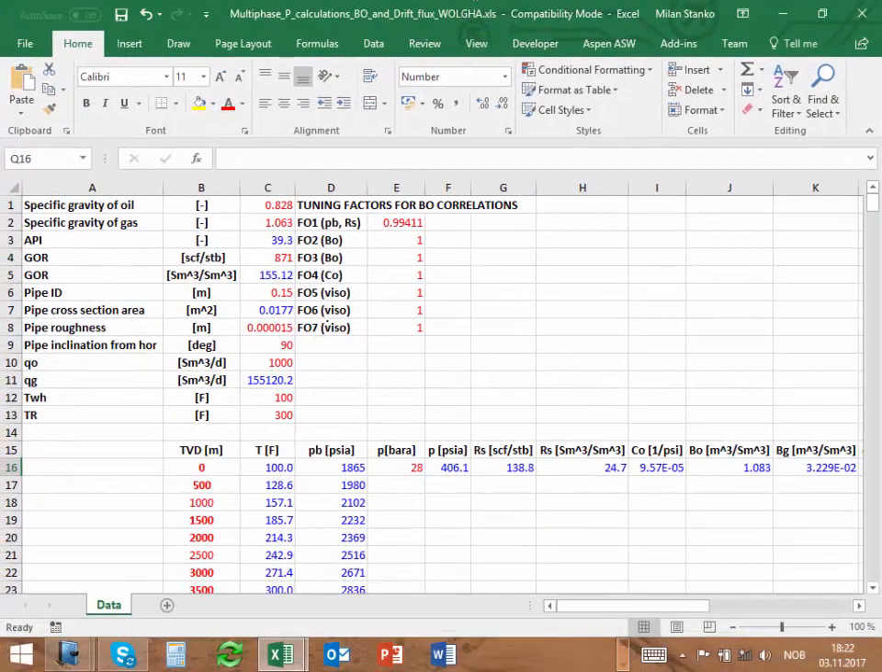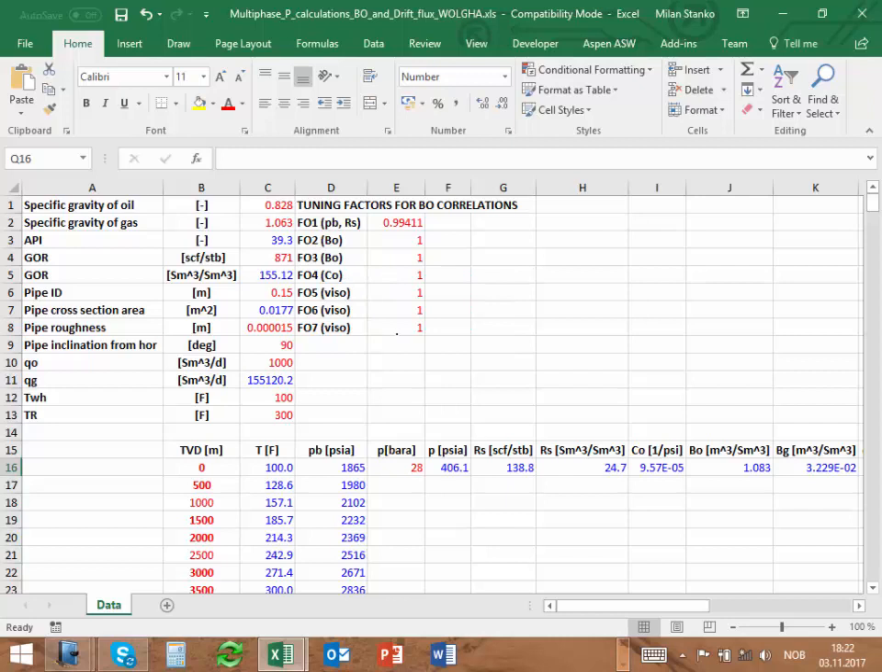Okay, so let's see what we have. First, we have the BO parameters we need: specific gravity of oil, specific gravity of gas, and we have the GOR. And we have the API that we need, but it's the same as the specific gravity of oil. We have all of these tuning factors that I told you about, and here you have to decide what they are for. One is for the bubble point correlation and for the RS correlation. 2 and 3 are for the BO, and basically what they do is one of them shifts the curves up and the other one scales the curve. Then you have 1 for the compressibility of the oil.